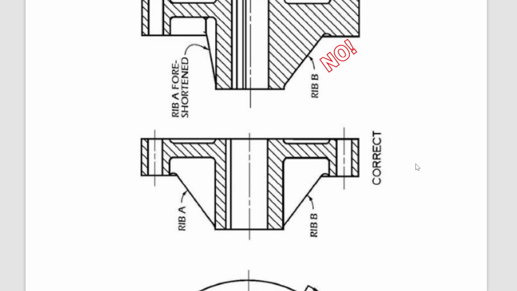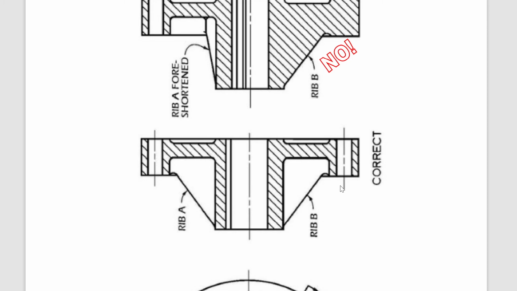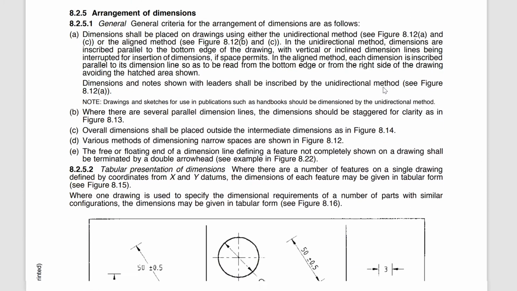So here again, when we draw our object, we want to make sure that we do an offset section that goes through all the interesting parts, and we want to draw an object that looks like this, not an object like this. Okay.